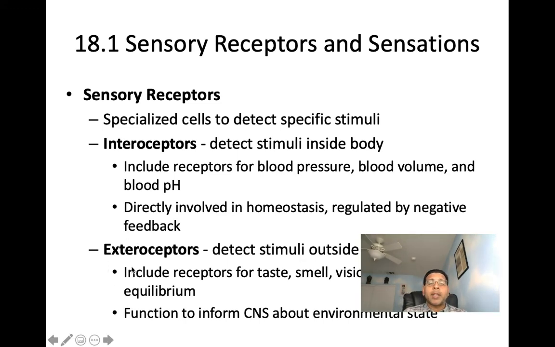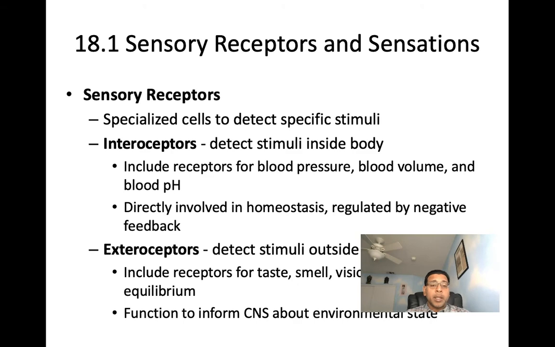Next, we have our exteroceptors. Exteroceptors detect stimuli that arise from the outside of the body. This includes receptors for taste, smell, vision, hearing, and equilibrium. These receptors function to inform the central nervous system about the environmental state. So, very important receptors also.